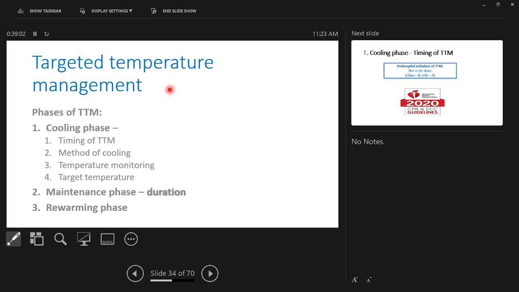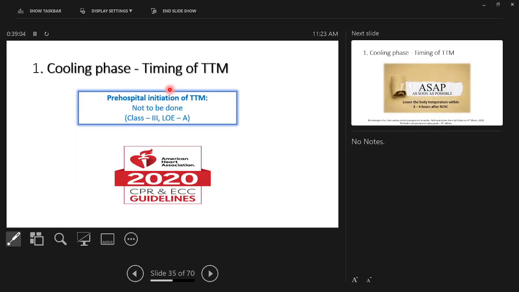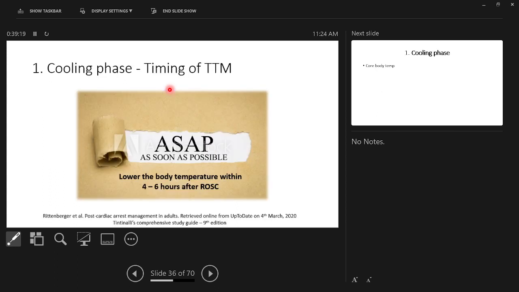Then regarding targeted temperature management, it starts with the cooling phase. In the cooling phase, we have to find if there is any role of pre-hospital initiation of TTM. As per the 2020 guidelines, this shouldn't be followed. This is a class 3 recommendation, and the level of evidence was A. Then regarding when we should start the TTM, it should be started as soon as possible and should lower the body temperature within 4 to 6 hours after arrest.